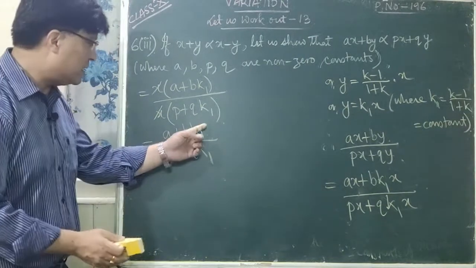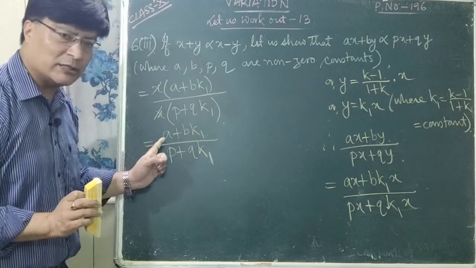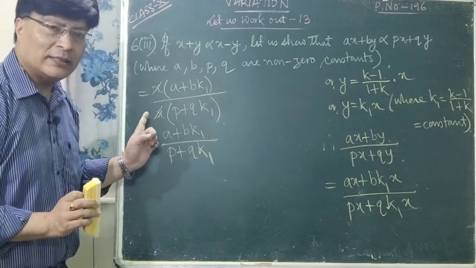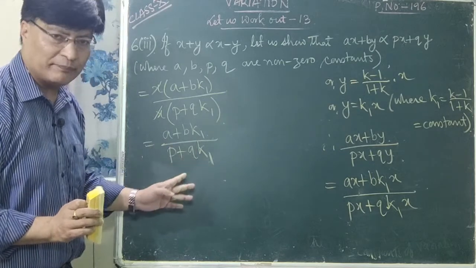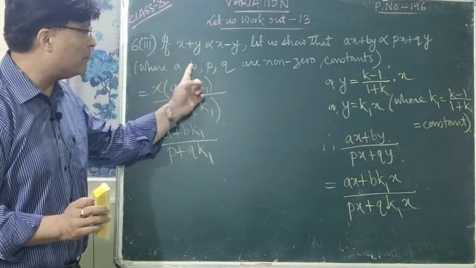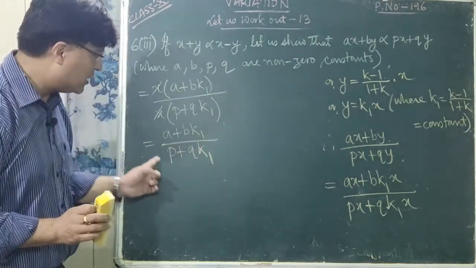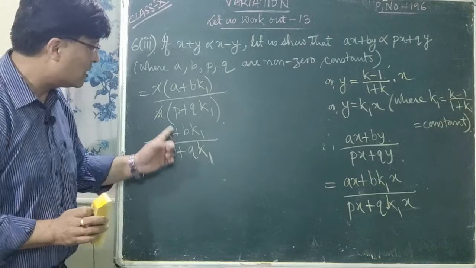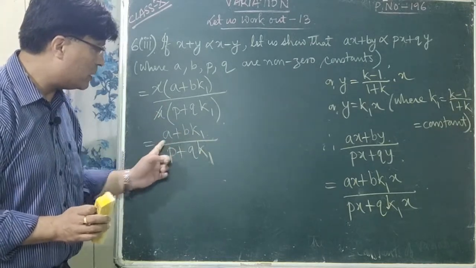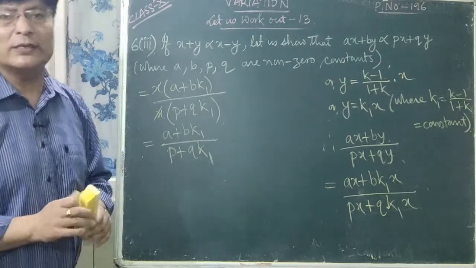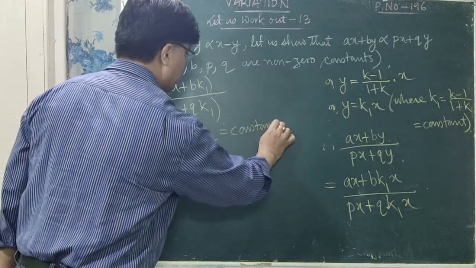Okay, now this term is free from x and y, so we have got only the terms, this is the expression in terms of a, b, p, q and k1. In the question it is given that a, b, p, q are all constant, k1 is also constant, so this whole term, that is a plus b k1 divided by p plus q k1, is also constant, which is equal to constant.